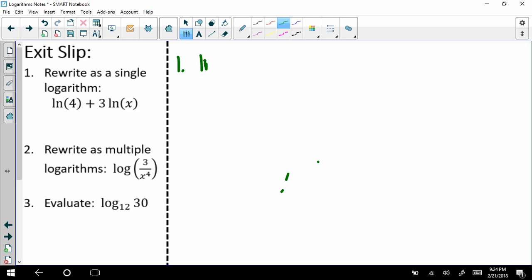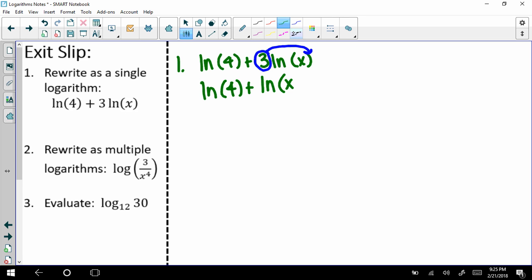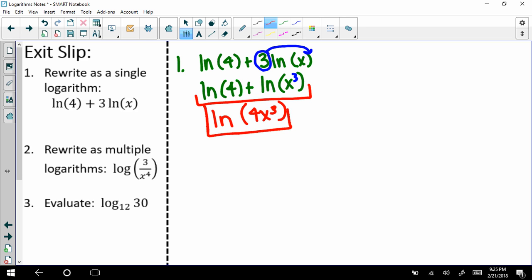Okay, so for number 1, we have natural log of 4 plus 3 natural log of x. The first thing I'm going to do is get rid of this 3 in front. Remember, that becomes the exponent. So I have natural log of 4 plus natural log of x to the 3rd power. Then we have addition, and addition means you actually multiply these things in one log. So natural log of 4x cubed is your final answer for this problem.